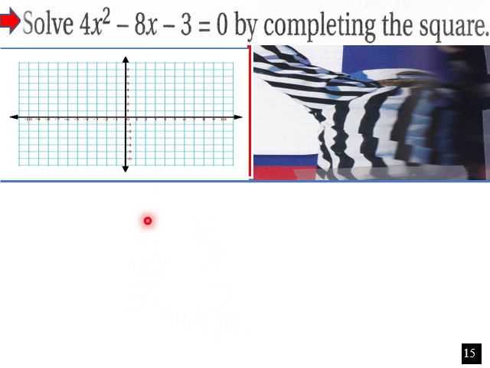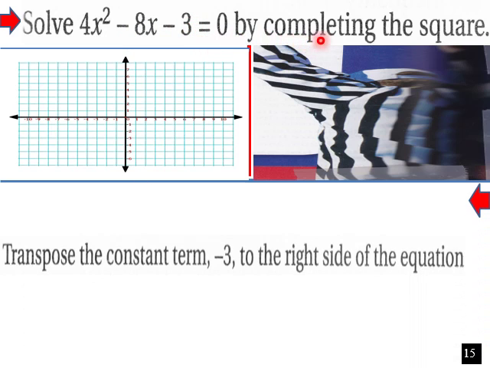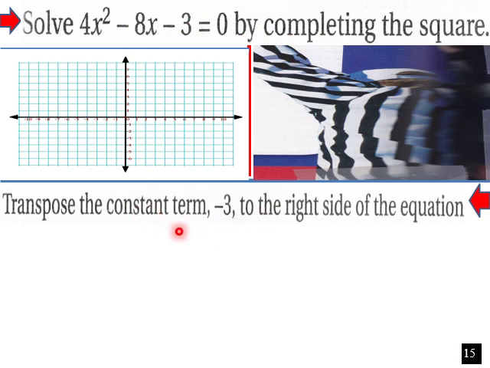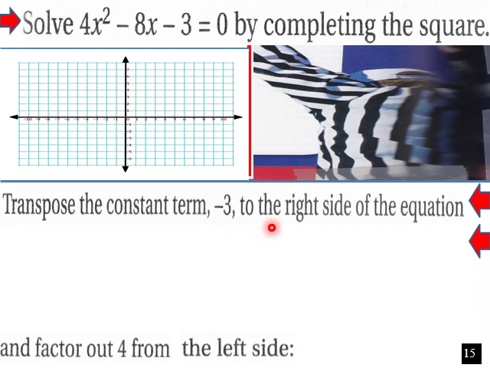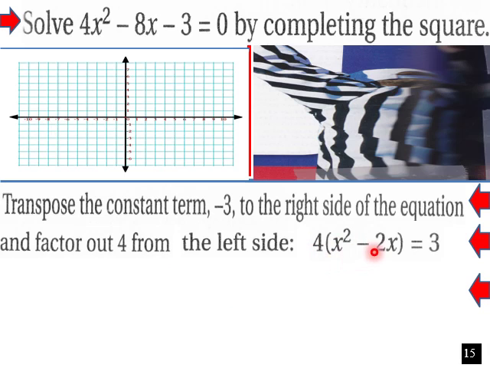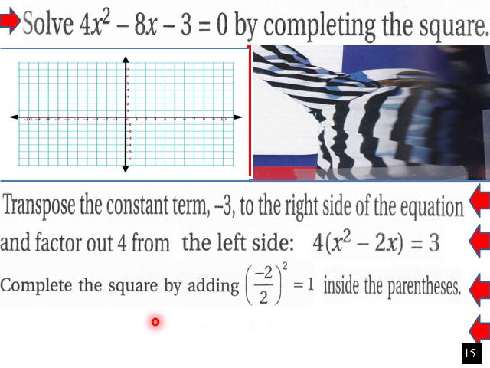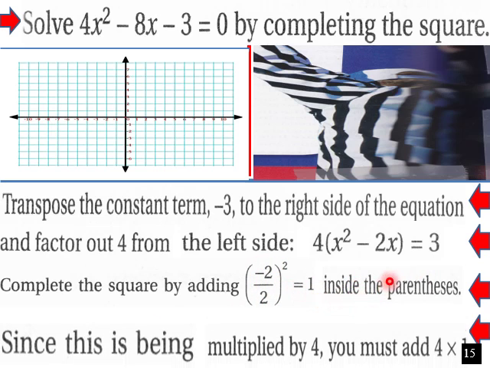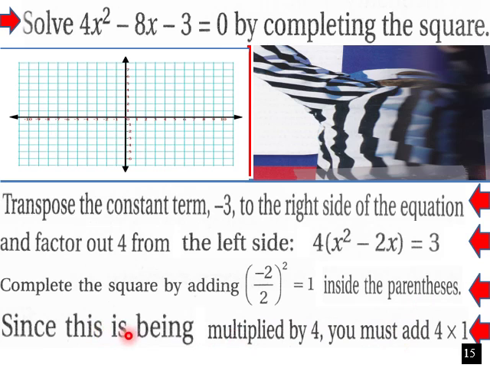Solve x squared minus 8x minus 3 by completing the square. Transpose the constant term, negative 3, to the right side of the equation, and factor out 4 from the left side. So when we do that, we have 4 times x squared minus 2x equals 3. Complete the square by adding negative 2 over 2 squared, which equals 1, inside the parentheses. Since this is being multiplied by 4, you must add 4 times 1.